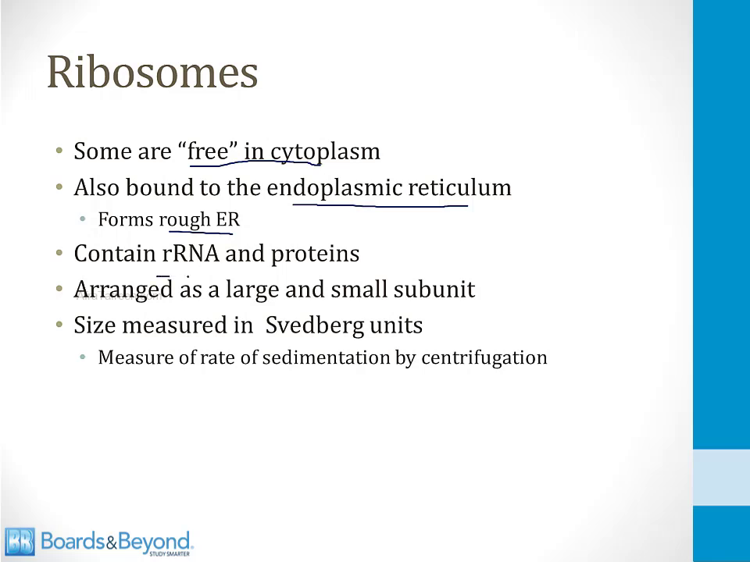Ribosomes contain ribosomal RNA and also proteins, and they are arranged as a large and small subunit that binds to messenger RNA molecules. And the size of ribosomes is measured in an unusual metric called a Svedberg unit. This is a measure of the rate of sedimentation by centrifugation, but the bottom line is the Svedberg unit is a measure of ribosomal size.